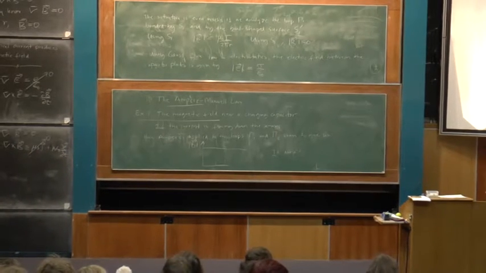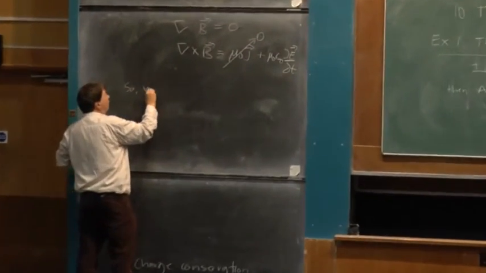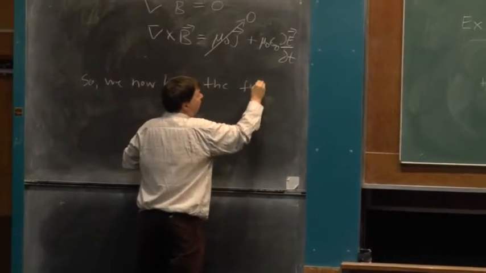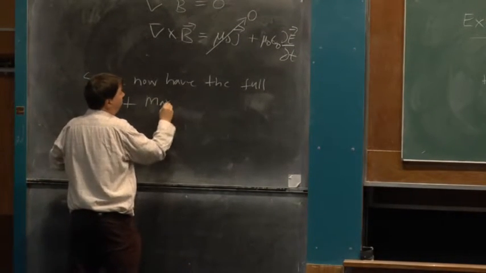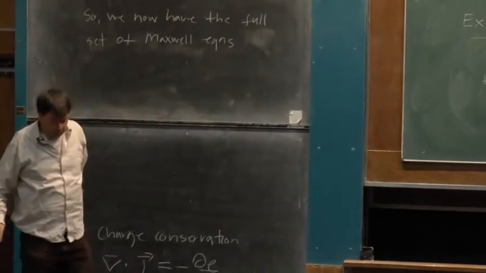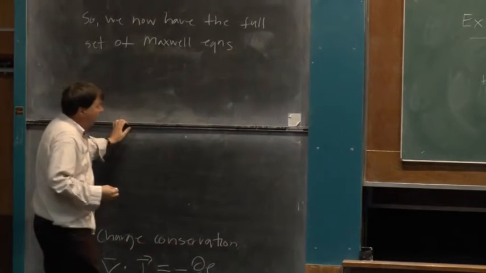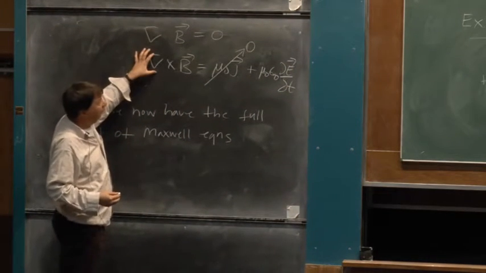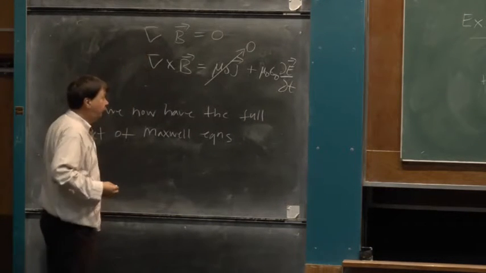So we now have the full set of Maxwell equations. And indeed, this is where Maxwell got to in 1861. In his genius, he'd abstracted the reality, he'd predicted this term, and you can solve them all simultaneously, but it's a very, very difficult piece of mathematics.